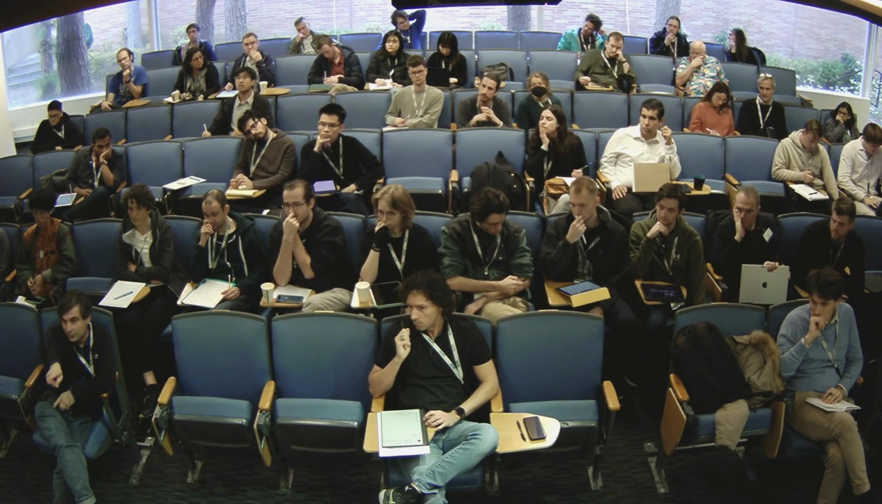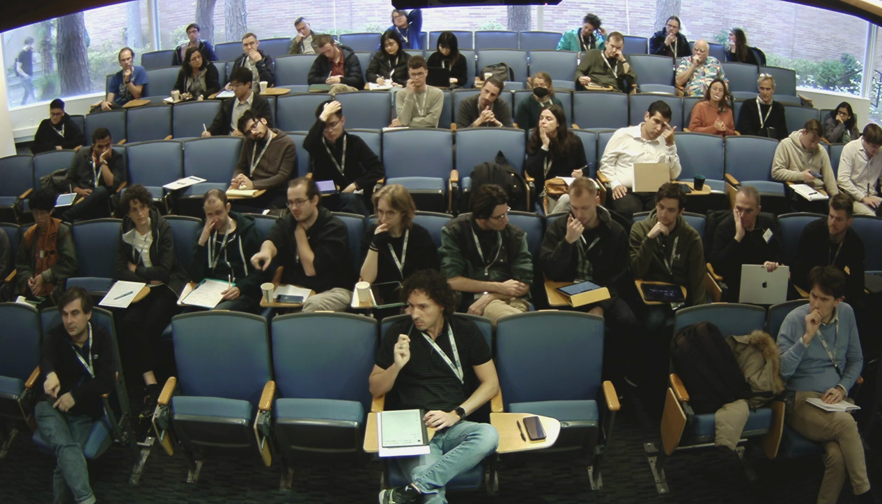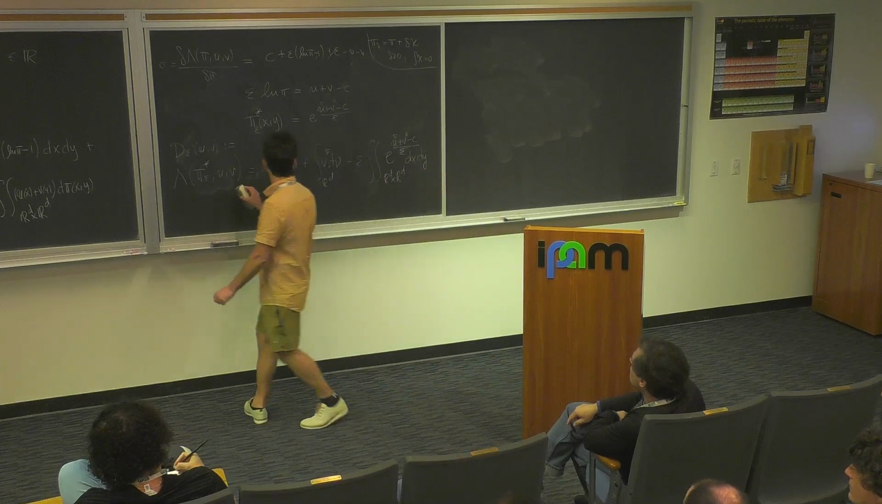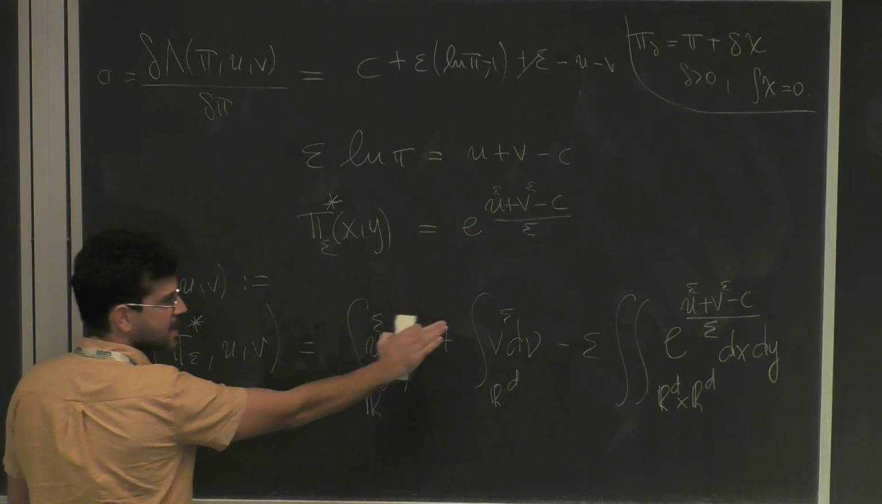So the first two epsilons should be gone, right? So this is a function of U and V, right? Like the epsilons of the optimality condition. Exactly. So I could define a function. So let's do it like this. If I plug this function in, I'm going to get exactly that.